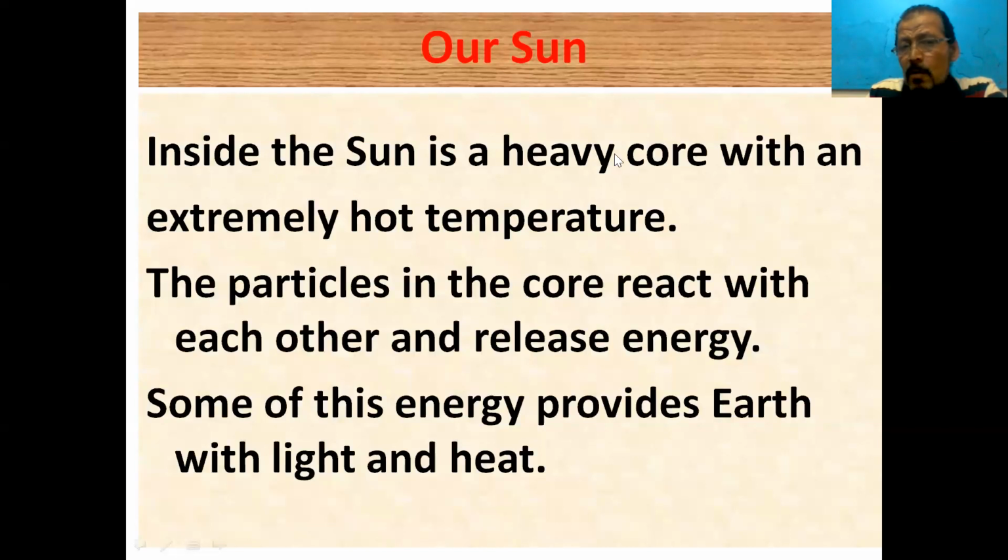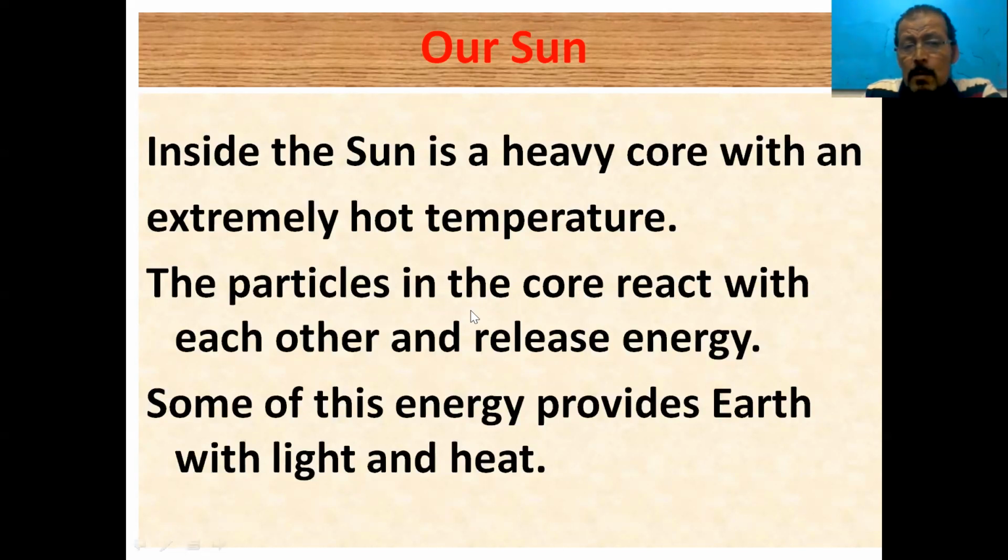Inside the sun there is a heavy core, like the Earth. Earth has a core inside it, and we have a core inside the sun too. It has a core with an extremely hot temperature. The surface of the sun is about 6 million degrees centigrade, or 6 million Celsius. Also, the core of the sun is about 15 million degrees centigrade, or 15 million Celsius.